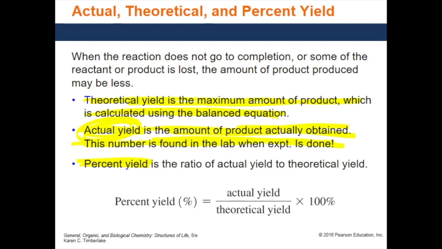So percent yield is the ratio of actual to theoretical yield. The formula for percent yield would be actual yield divided by theoretical yield times 100. So if you can figure out the theoretical yield for a reaction by using stoichiometry, actual yield will be given to you in the question and you can solve for percent yield.